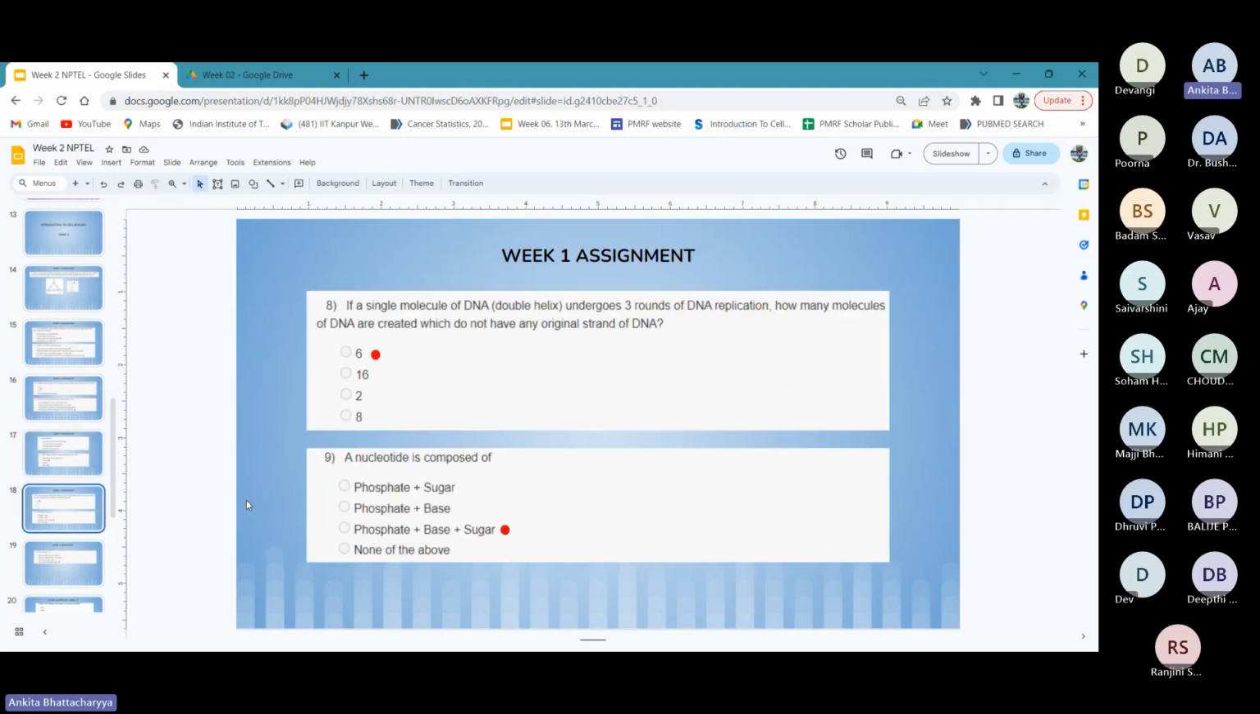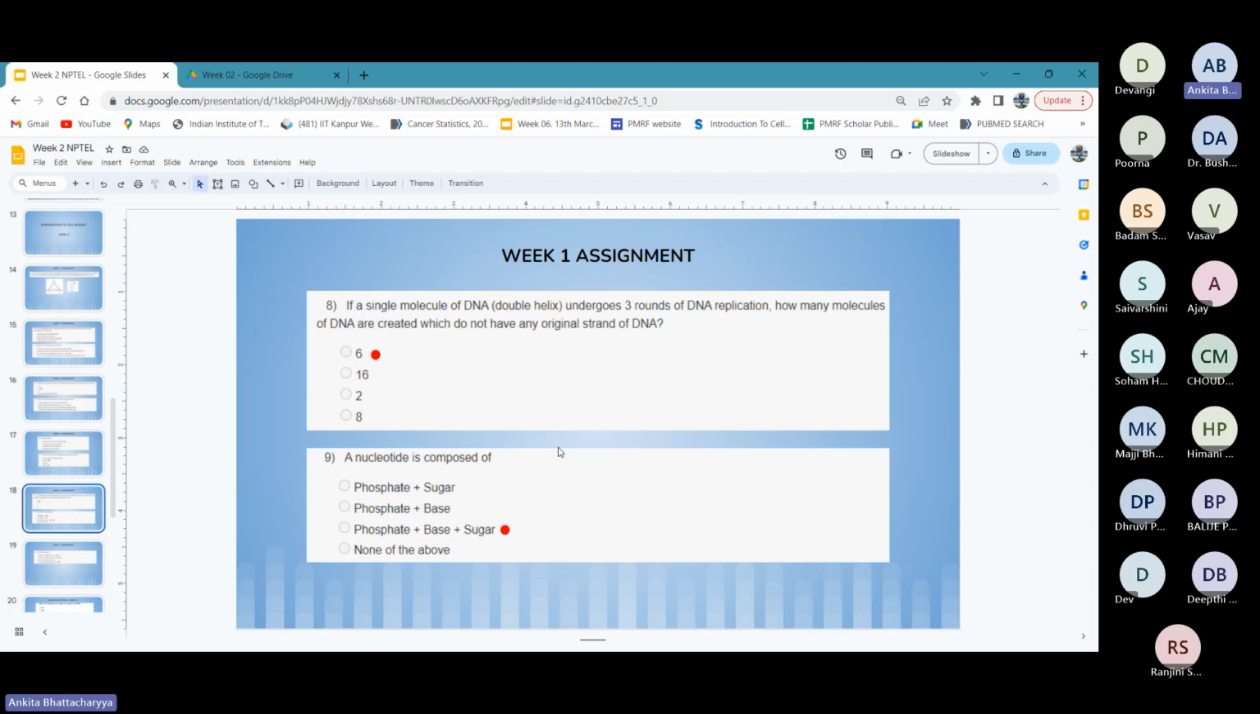But yeah, in question 8, we were asked that if a single molecule of DNA or a double helix undergoes 3 rounds of DNA replication, how many molecules of DNA are created which do not have any original strand of DNA? So again, I think we had discussed a similar question last week. You simply draw a double helix. You just draw out questions like this. They are actually very simple.